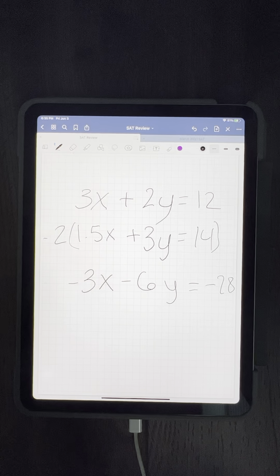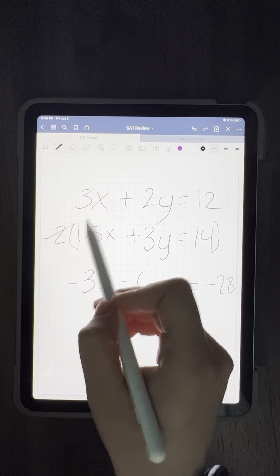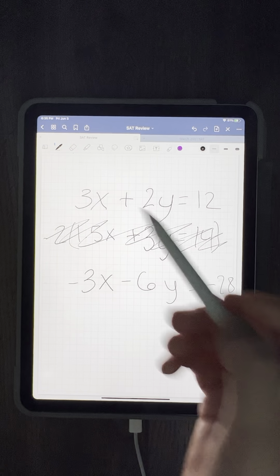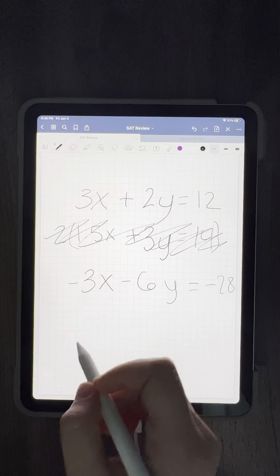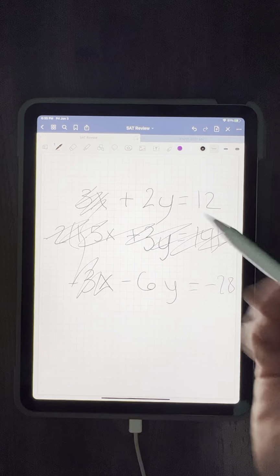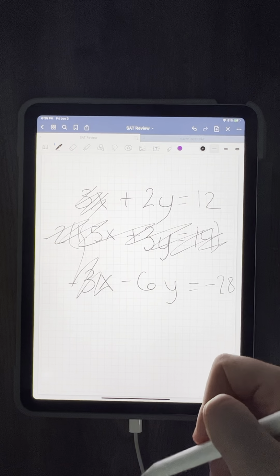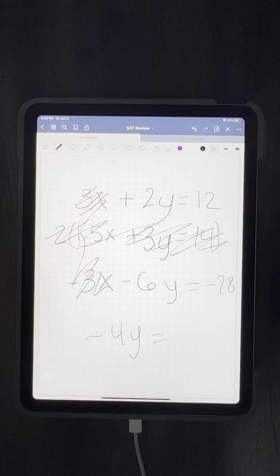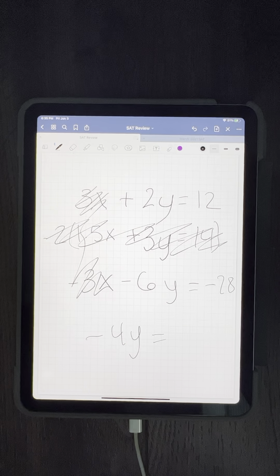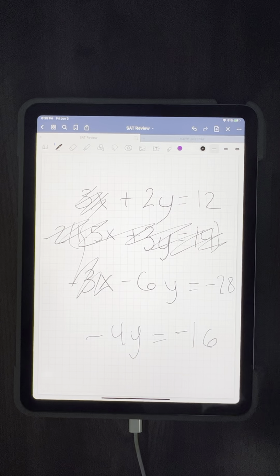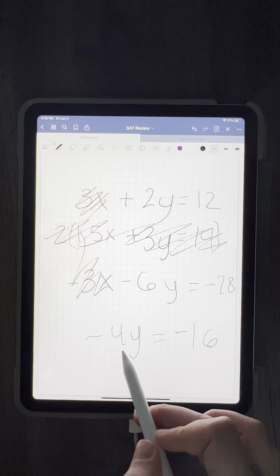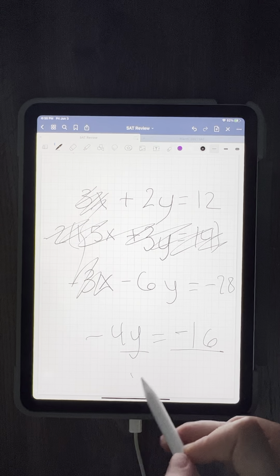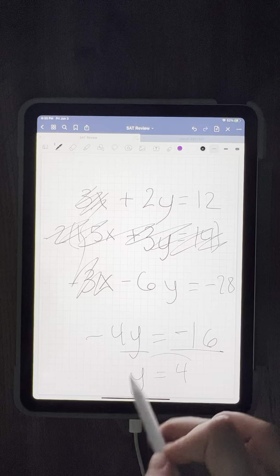Anyways, so when you do that, you can cross this out. 3x minus 3x, these cancel each other out. 2y minus 6y is negative 4y, and that equals what? 12 minus 28, which is, I don't know, like negative 16, right? And if you divide this by negative 4, divide this by negative 4, y equals 4.